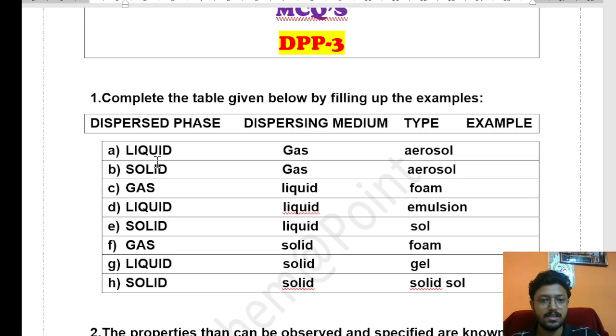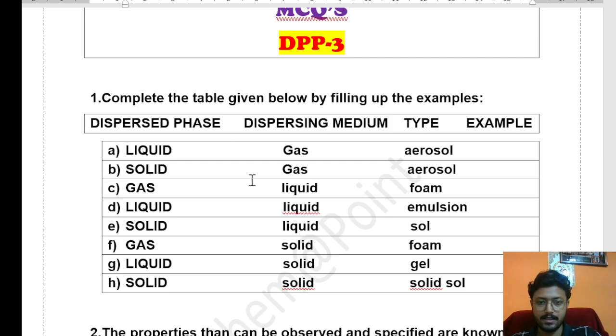The first question: liquid, gas, aerosol. The example is fog. You also write down other examples. What is the combination of gas and aerosol? Write in the comment box. Done. Now move to the second.